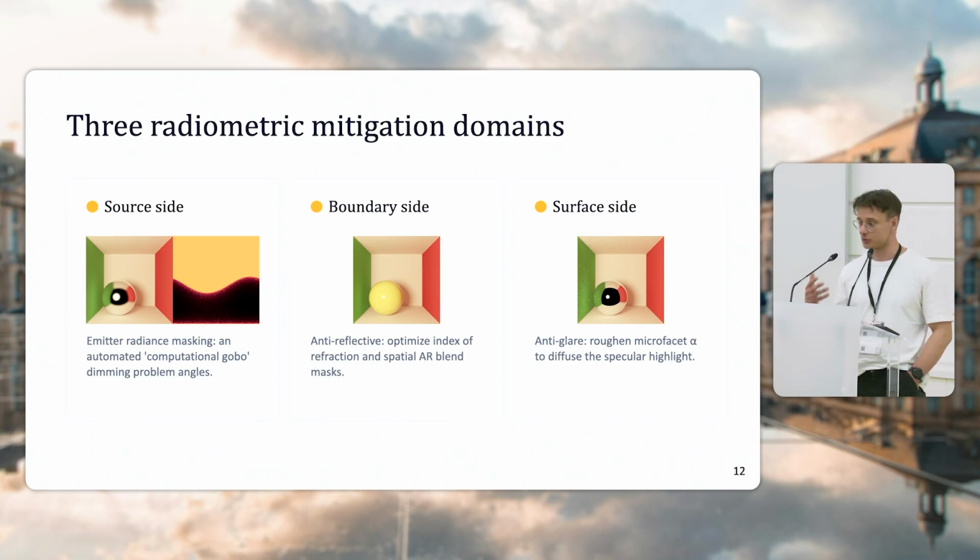In our experiments, we optimize in 3 different radiometric domains. The first is on the source side, specifically targeting the emitter radiance, which we use as a texture on the emitter. We're trying to emulate a gobo mask, where people put individual slots like blockers in front of an emitter. The second is on the boundary side, trying to imitate an anti-reflective coating, so we're optimizing the index of refraction and a spatial blend mask as well. And lastly, on the surface side, we're imitating anti-glare coating, roughening the microfacet alpha to diffuse the highlights in the scene.